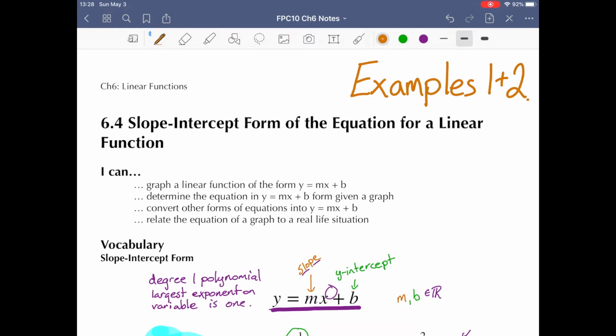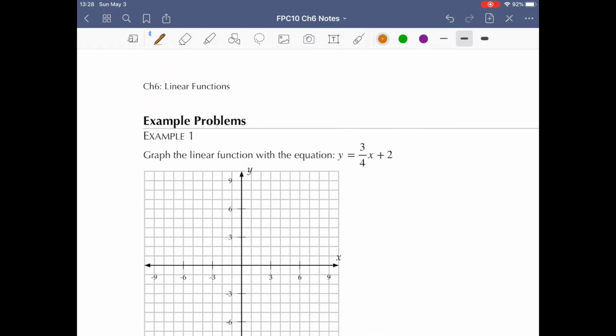By the time you're done this lesson, you should be able to graph a linear function of the form y equals mx plus b, determine the equation in y equals mx plus b from a graph, convert other forms of equations into y equals mx plus b, and relate the equation of a graph to a real-life situation. Now let's take a look at examples number 1 and 2.